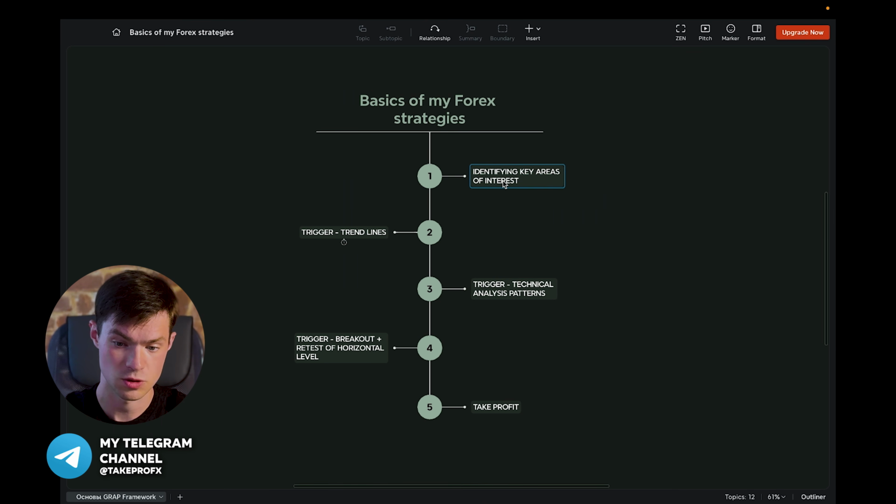Nothing complicated, you just pick zones of interest, pick a trigger that you are comfortable to work with, and lock in your profit.